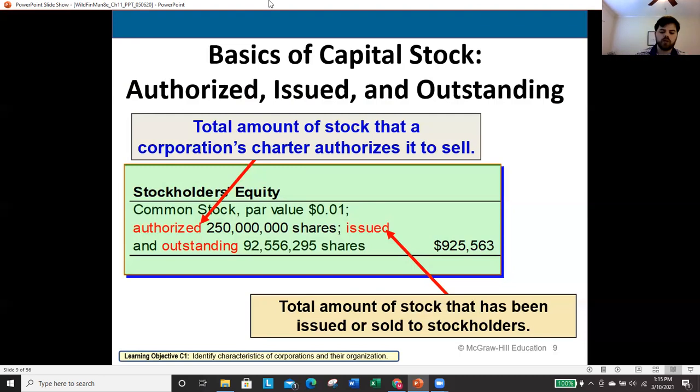Now, the issued number is what has actually been issued at any point to our stockholders. Now, the outstanding is what is currently issued. So the difference between issued and outstanding is that issued includes treasury stock, which is stock that we've actually bought back, while outstanding does not.